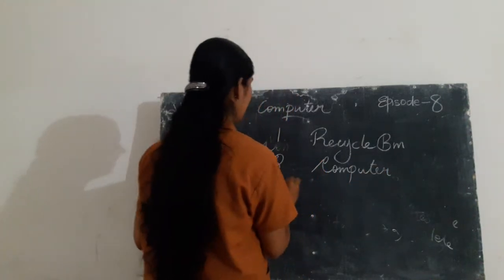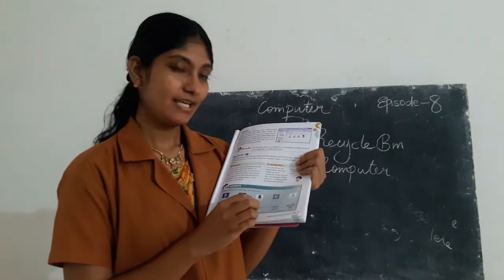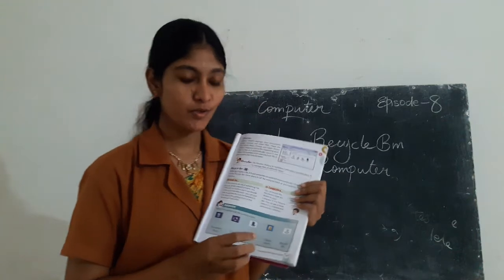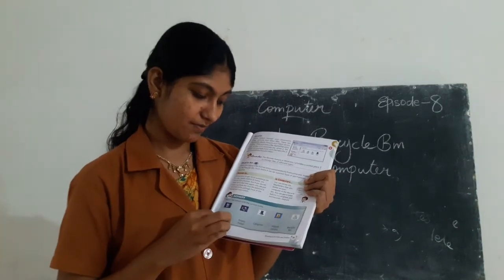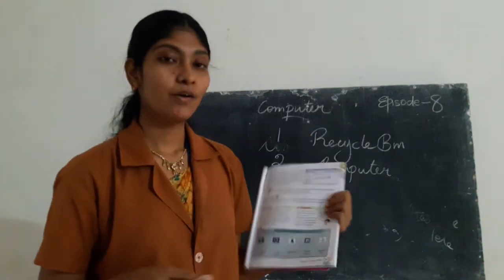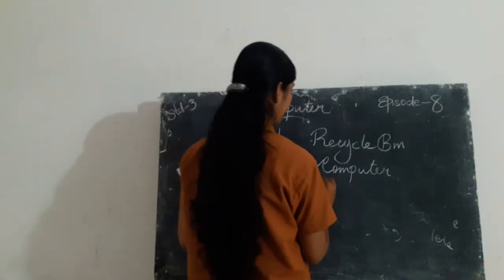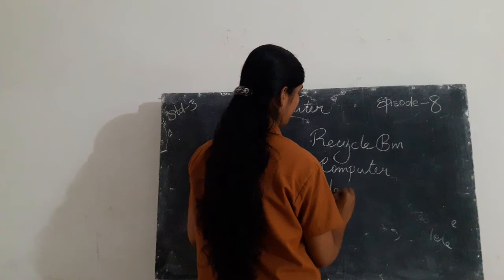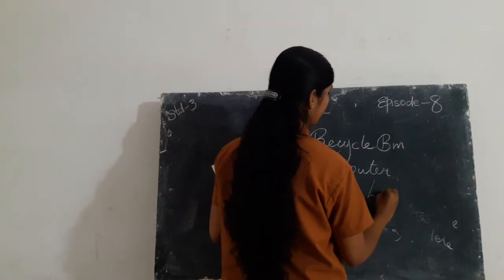And the third one, what is the third picture? It is the picture of a video. So where is the video? Videos library. So the third picture matches to videos library.